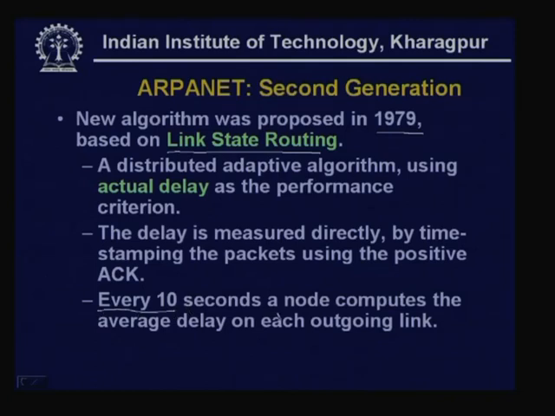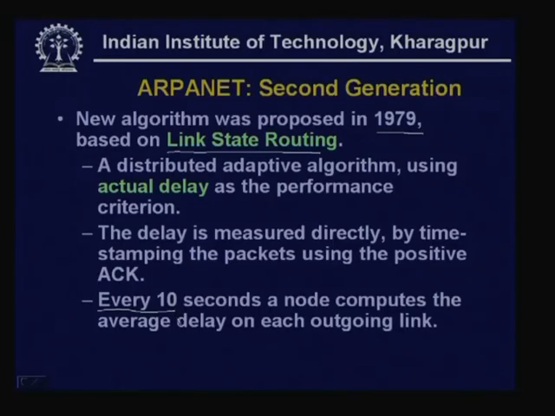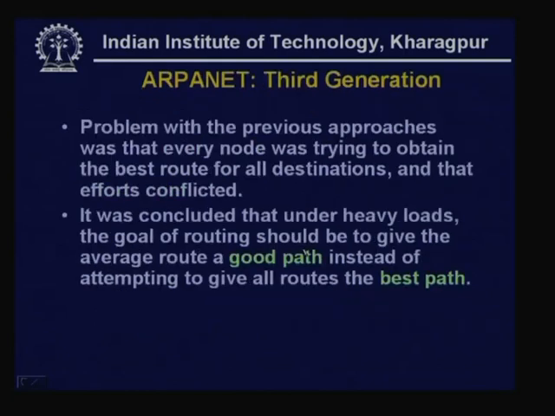Compared to 128 milliseconds, here at every 10 seconds a node computes the average delay on each outgoing link. This is done by flooding, as I mentioned earlier in link state routing. Here the interval is significantly increased from 128 milliseconds to 10 seconds. So, at the interval of 10 seconds, the information exchange takes place by flooding. Since the interval is quite long, this will not affect much the performance of the network.